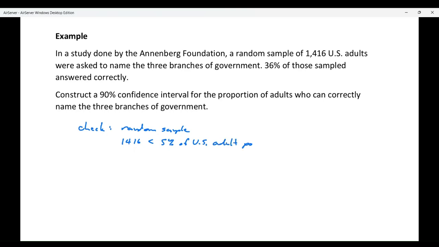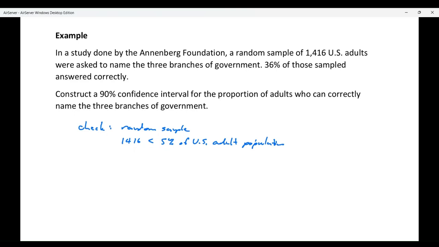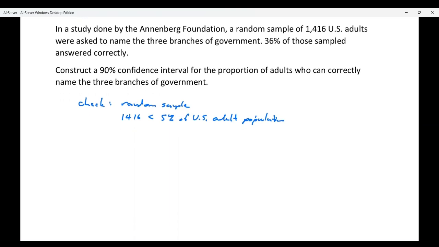Well, if you think about it, that's going to be pretty clear. I mean, we've got 100 million plus U.S. adults in the United States. I think 1,416 is far less than 5% of that number, so we're good there. And then obviously with a sample size this large, of course, the 2 categories are both going to be bigger than 10. So again, I wouldn't necessarily check it for this one. All right, so let's go ahead then. We can go ahead and use this process.